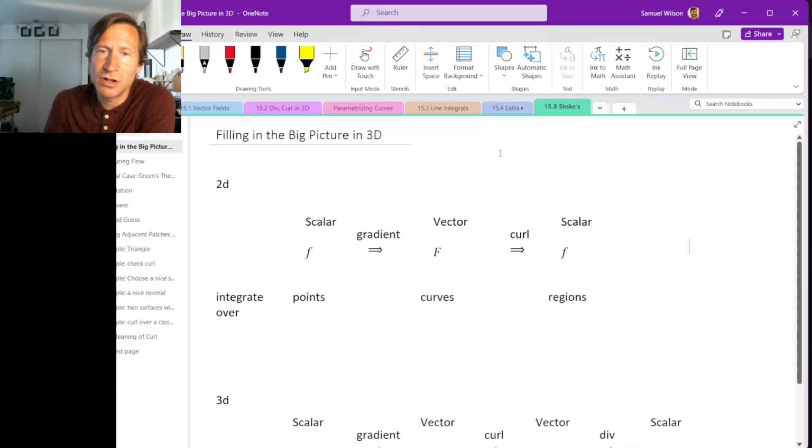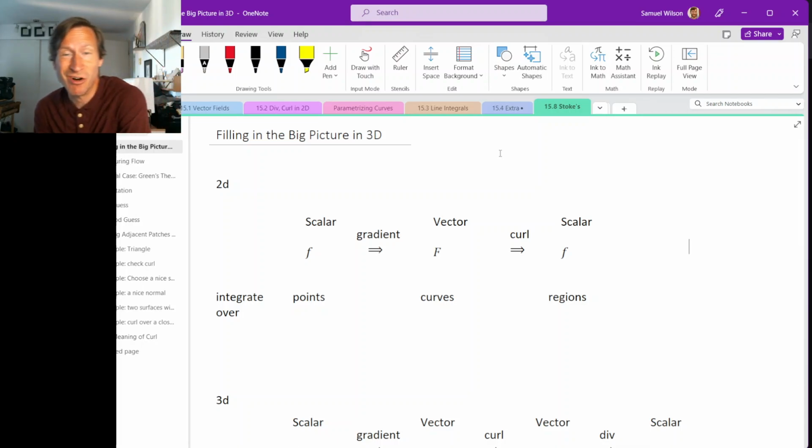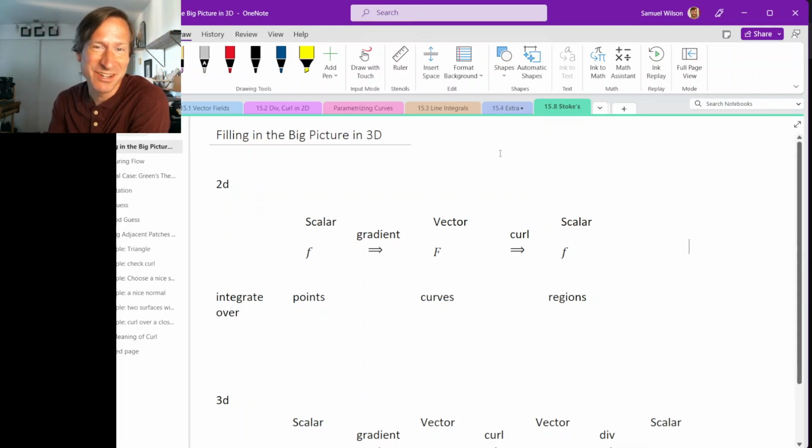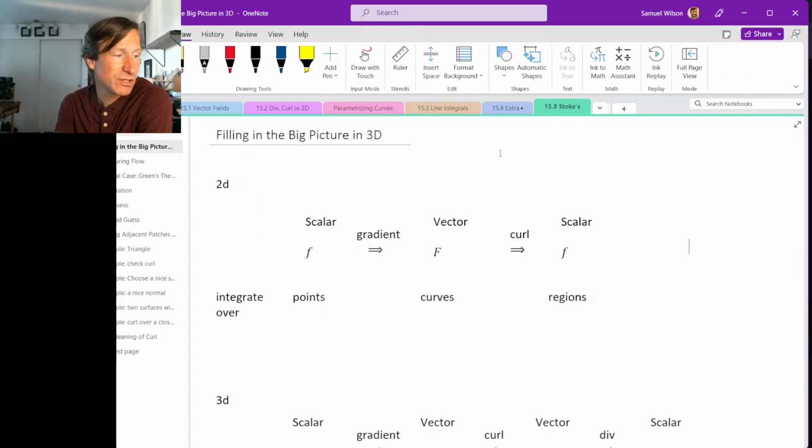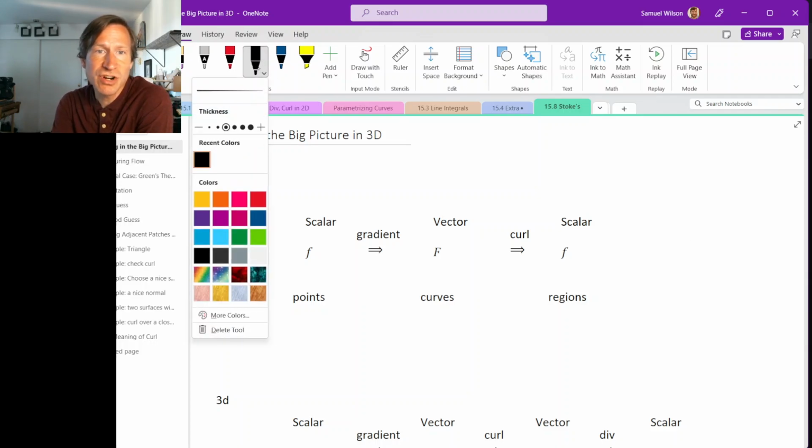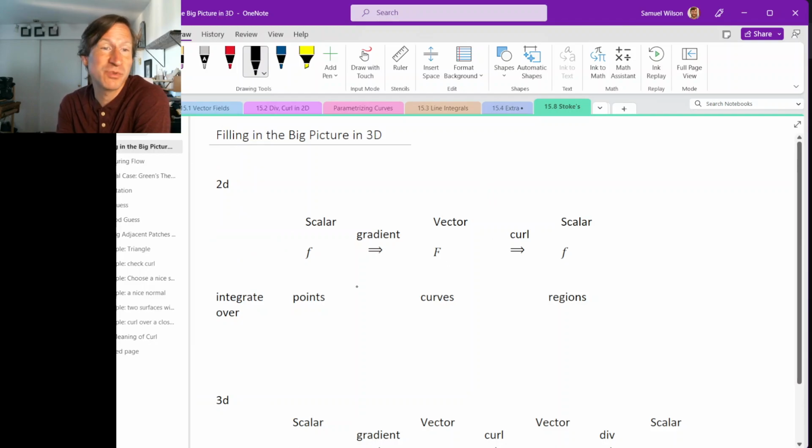Okay, now that we have all of the machinery that we need set up for doing all kinds of integrals involving vector fields in 3D space, let's take a look at the big picture to figure out what the relationships between these different integrals might be. And we're going to start just by reminding ourselves what the situation was in 2D.